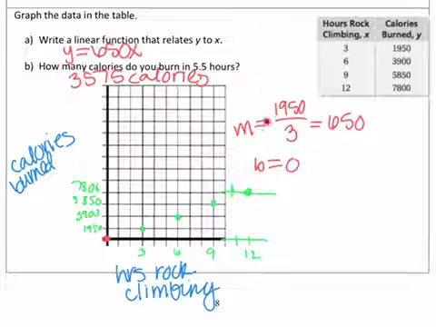So I did 1950 divided by 3 and got 650 as our slope, which means every hour you burn 650 calories by rock climbing. Our y-intercept is 0 if we continued that graph, just like the previous problem. So our final linear function in slope-intercept form is y equals 650x. Then it says, how many calories did you burn in 5.5 hours? I plugged in 5.5 for x, because x is talking about the hours rock climbing. I got 3,575 calories.